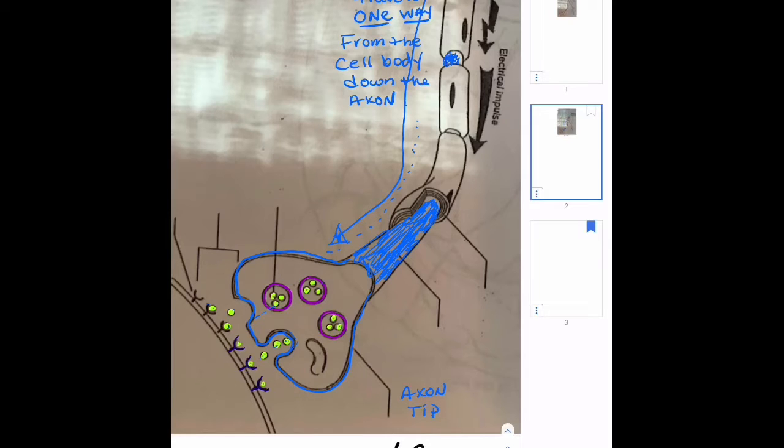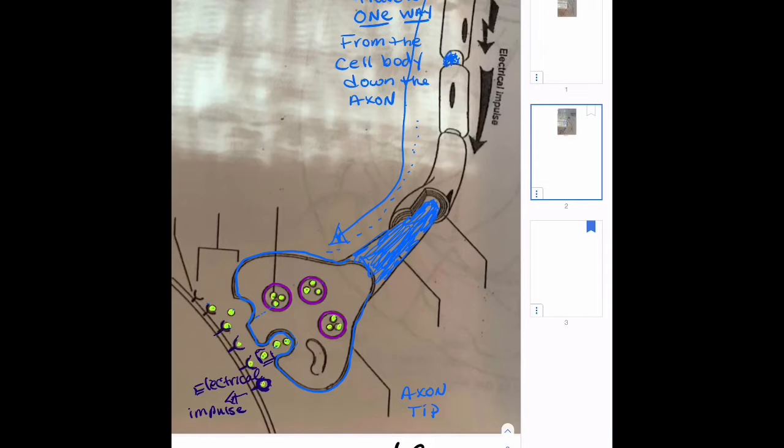It's catching the neurotransmitters. And when it does that, these receptors with the neurotransmitters cause an electrical signal, an electrical impulse, to go into the next cell. So these chemical neurotransmitters cause an electrical impulse to be transferred to the next cell.